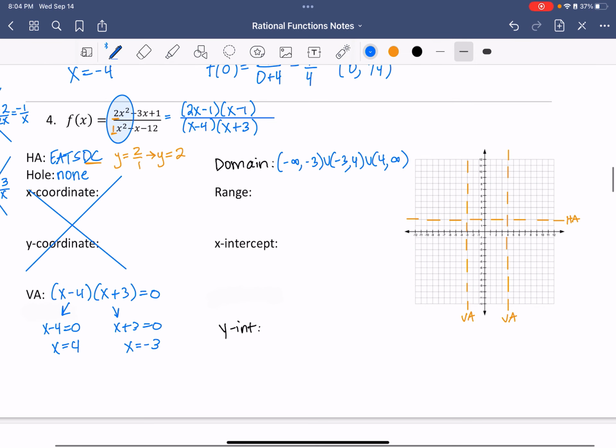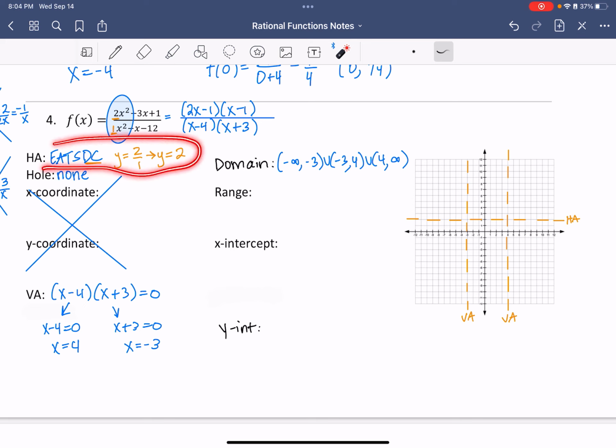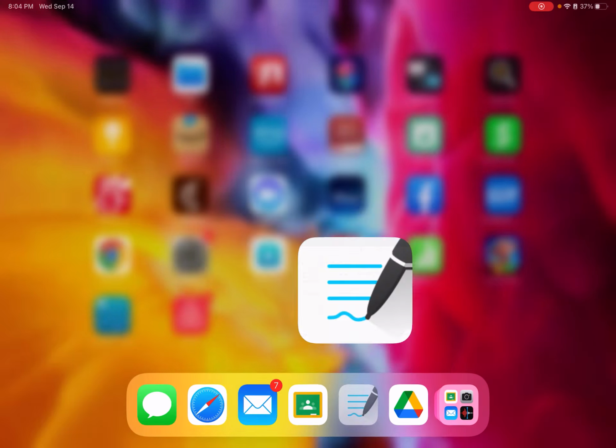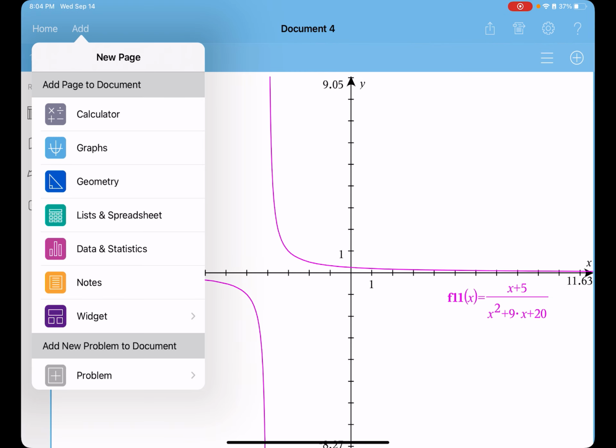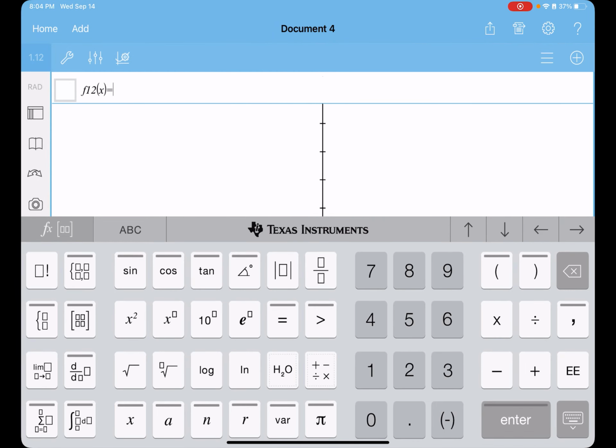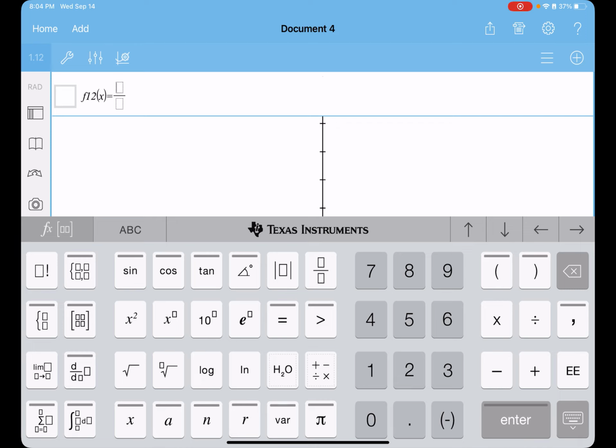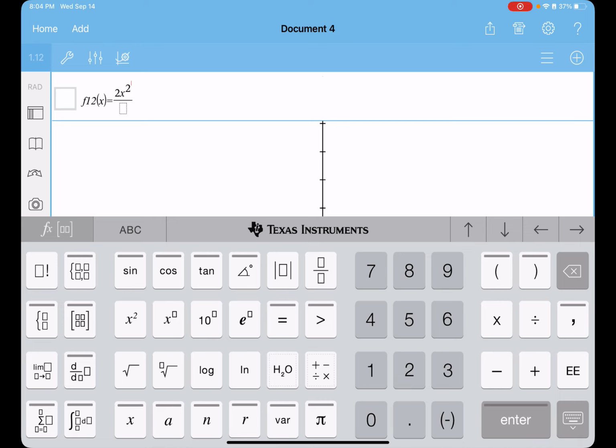Okay, for the range, again, it's usually every y value except this one and that one, but there are exceptions, so let's go check the graph and make sure that that's what it is, and if it's not, then we'll fix it. Okay, so 2x squared minus 3x plus 1 divided by x squared minus x minus 12.